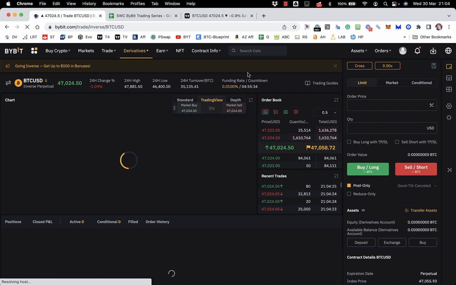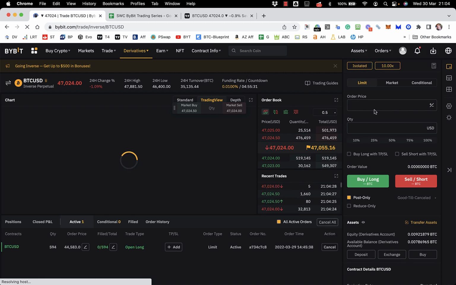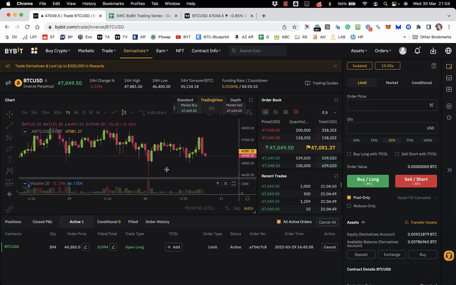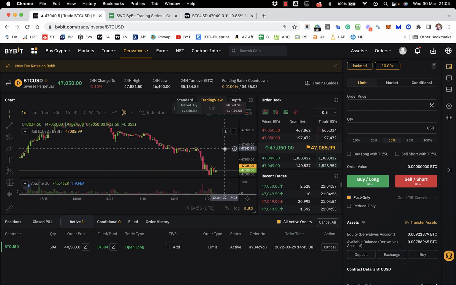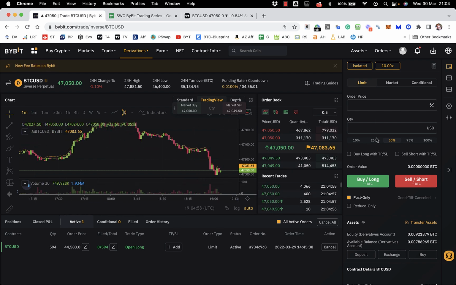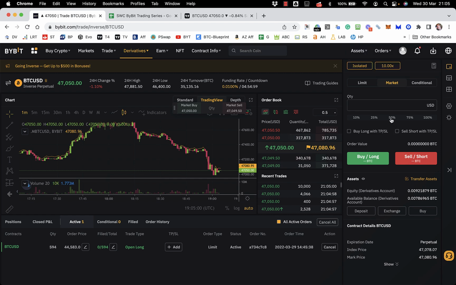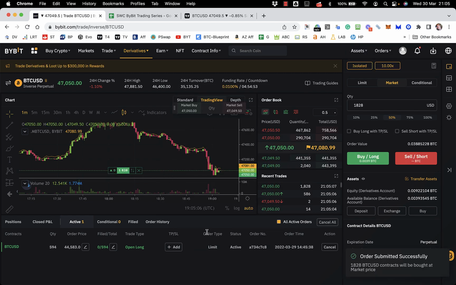Right, so what I'm going to do is set it up here on isolated, with 10x leverage. And actually, let's have a look at the 1 minute time frame. 1 minute is, yeah, it's starting to bounce, isn't it? Look, I'm just going to go market order, 50%, boom. Okay, so confirm that. Okay, so I'm in the trade now.